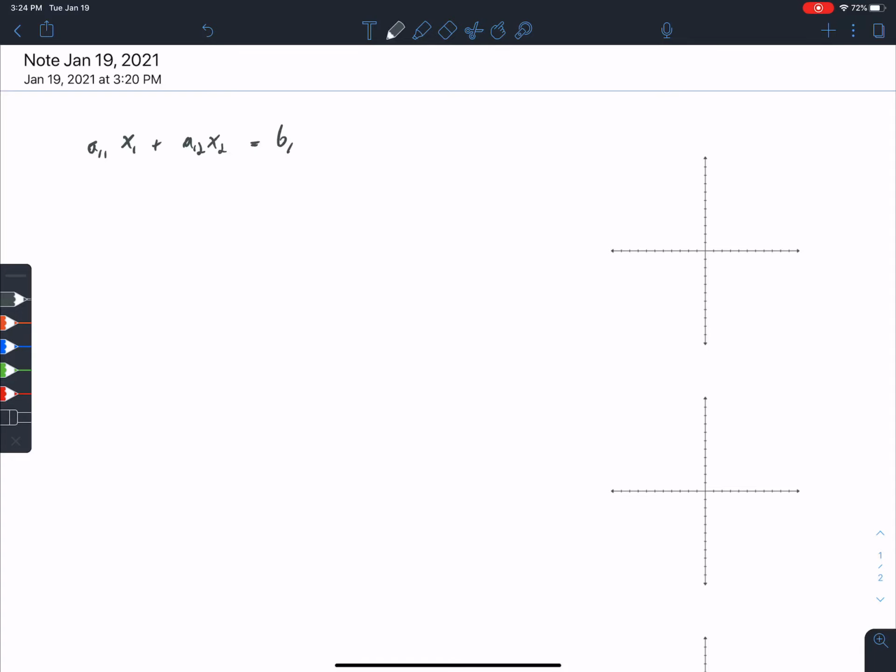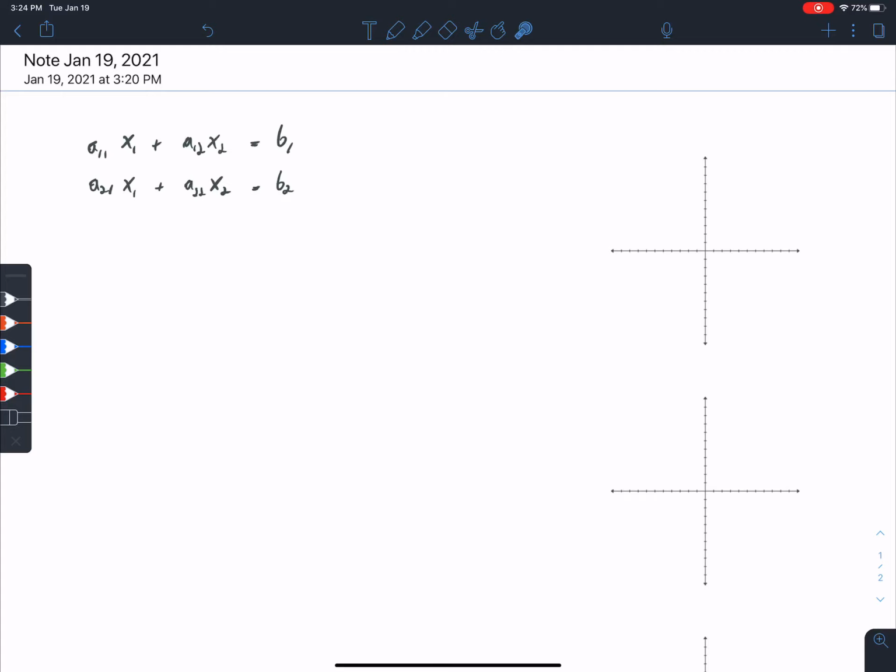And so this is our equation 1, and we're also going to have equation 2 where we're going to have coefficient a21 times x1 plus a22 times x2, and this will be equal to our number b2. Right, so again, this is our equation 1, and this is our equation 2, and the unknowns are x1 and x2 in both equations, and the values a11, a12, a21, a22, and b1 and b2 are known.